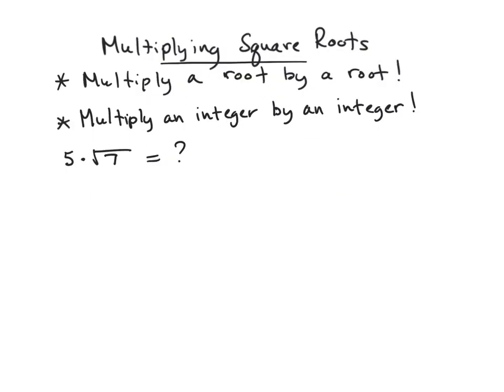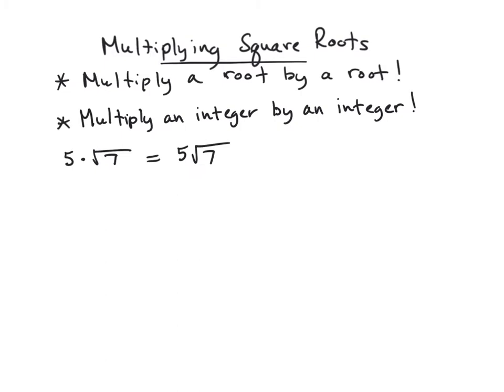When you multiply square roots, you can multiply a square root by a square root. That's the root part, a root by a root. And the number out front, an integer, that's a positive or a negative, you can multiply the integer by the integer. Be aware you can't multiply an integer by a root. 5 times root 7, you can't do that. 5 times root 7, in fact, is 5 root 7.